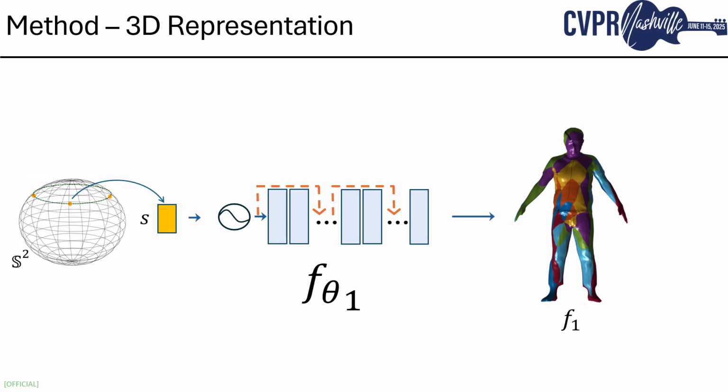We learn a continuous representation of static surface F1 by overfitting a multi-layer perceptron. The MLP maps the point on the sphere S to a 3D point on the surface F. We use a residual connection to learn coarse and fine geometric details.